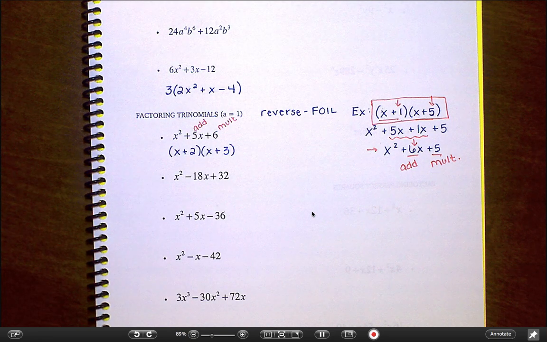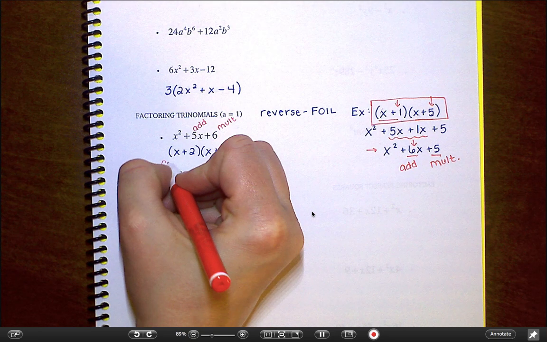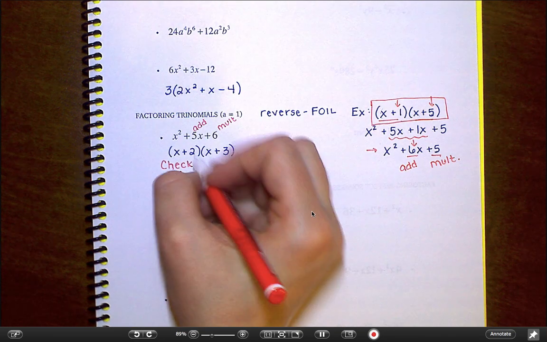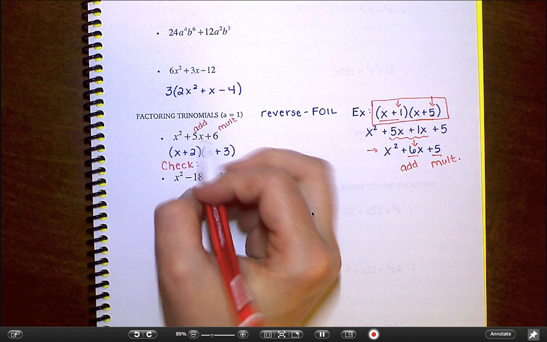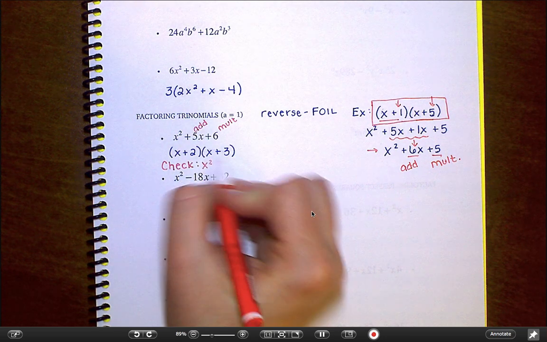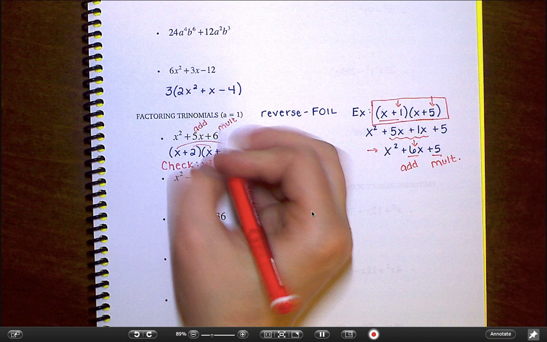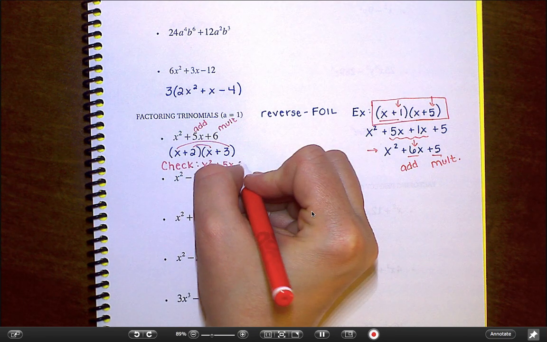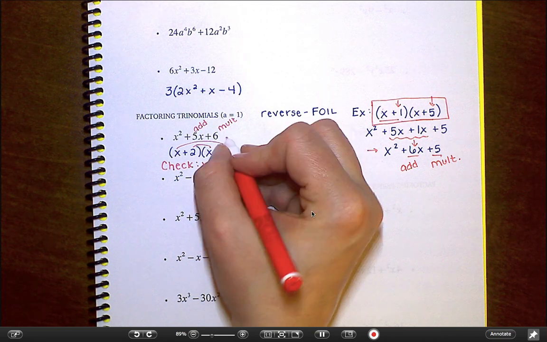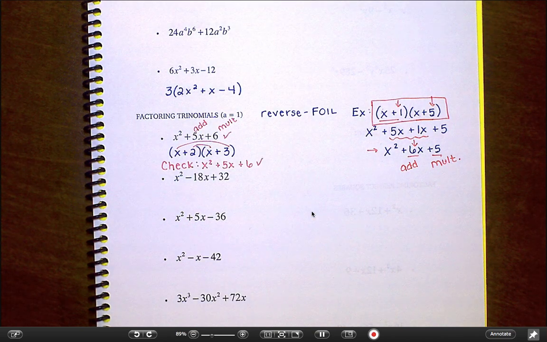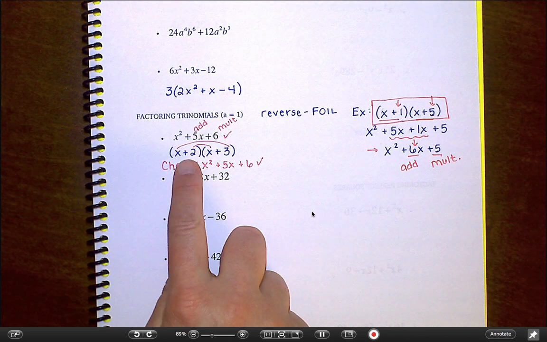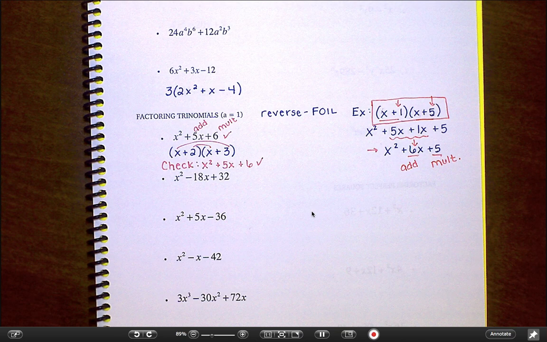And if I were to FOIL to check it, and you don't necessarily have to write this out every time, but it's a good idea to at least do it in your head, I would end up with x squared. Here I would have 3x, and here I would have 2x, so that would be 5x. And then at the end, 2 times 3 would make 6. And so that does match what I started with up there. But again, what's in blue is what your actual answer is. And that is a multiplication problem. I turned it into something times something. So now let's look at that next one.